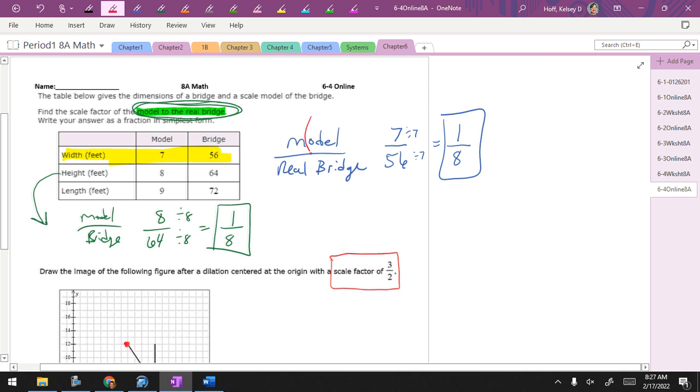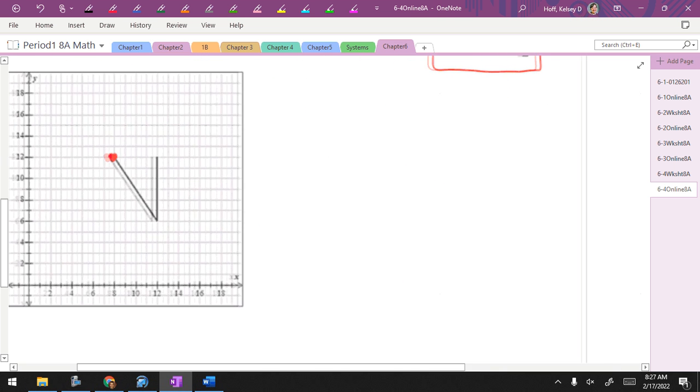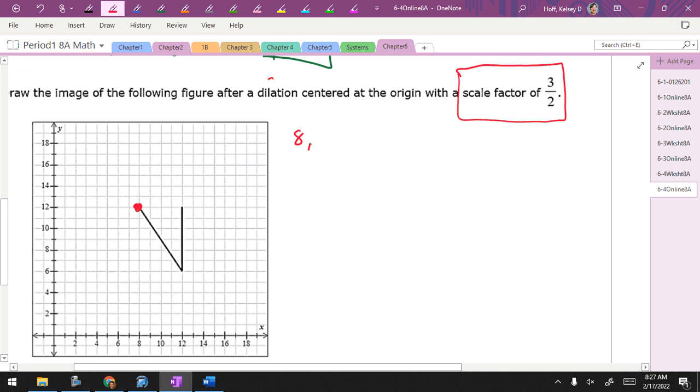Courtney? 8, 12, you are correct. 8, 12. Somebody else tell me another important one. Tone? 12, 6, I would agree with that. Down at the bottom there, 12, 6. And Zayden, what do you think for the other one? 12, 12. I agree with that. Okay, so they didn't give us those points, but if we had those 3 points, we could create one, right?